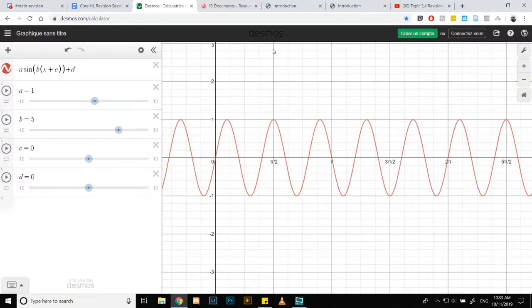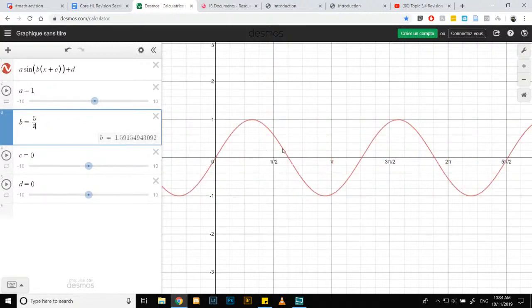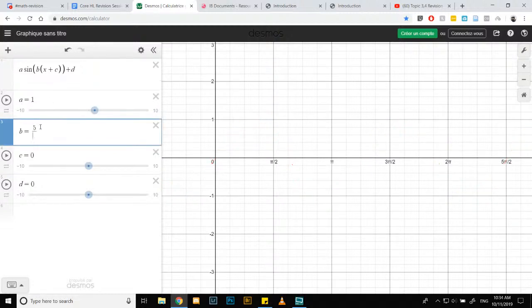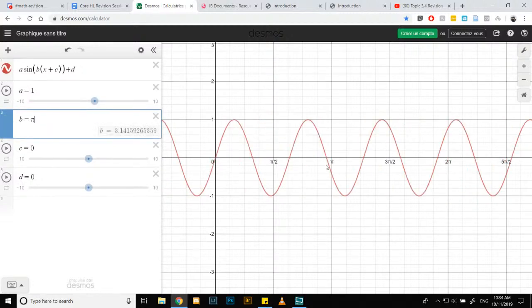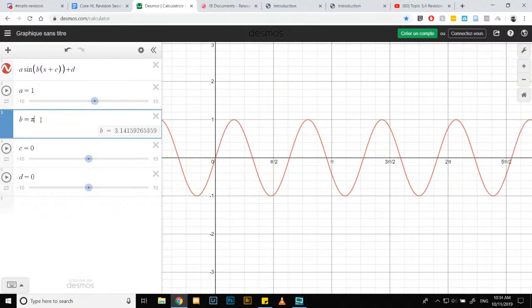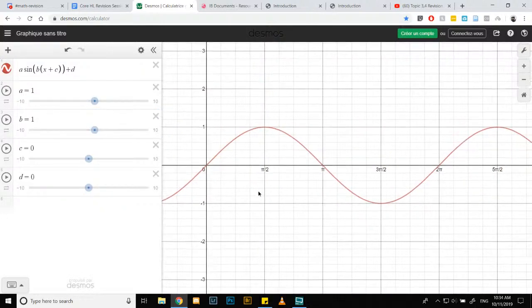Sometimes they can change the period with something other than a whole number. So b could be pi. Multiply by pi, and then the period is 2. You have to think through it: from 2 pi, to get to 2, what you do is divide by pi. Let's keep this back at 1.